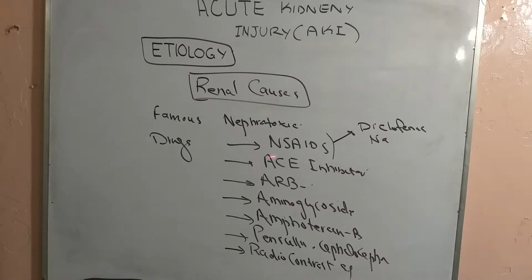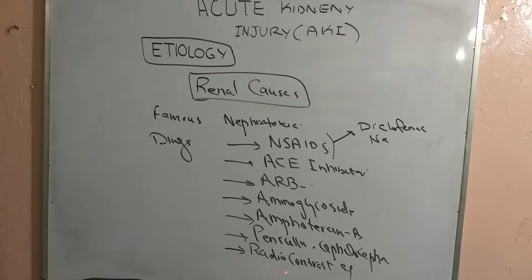Then these ACE inhibitors and ARBs, they affect the efferent arterioles, and NSAIDs affect the afferent arterioles. Then there can be aminoglycosides like gentamicin, amikacin, they affect the tubules of the kidneys. Amphotericin B again affects the tubules of the kidney. Penicillins, especially the cephalosporins, penicillins, these cause the acute interstitial nephritis.